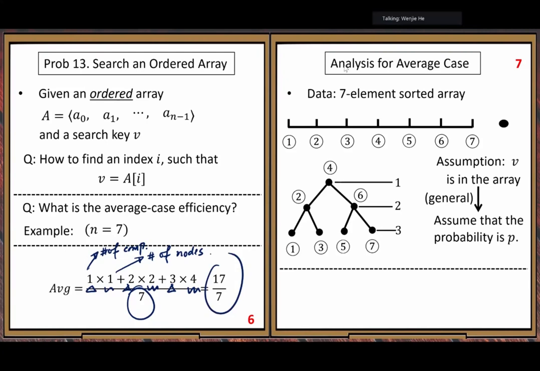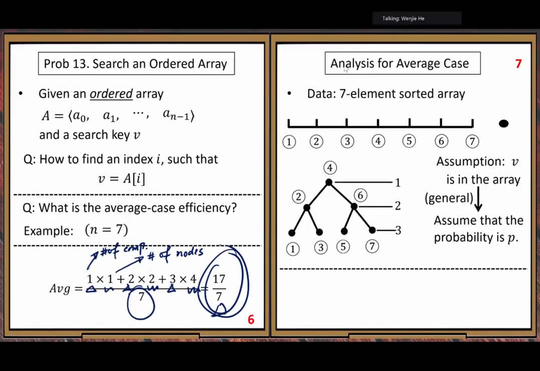17 over 7. And when you get a final answer, you use this fraction number as your final answer. Do not round it up or round it down. Many students like to round it up or round it down. The reason is they feel, because you're talking about number of comparisons, right? So in their mind, based on their understanding, they feel the number of comparisons should be an integer.